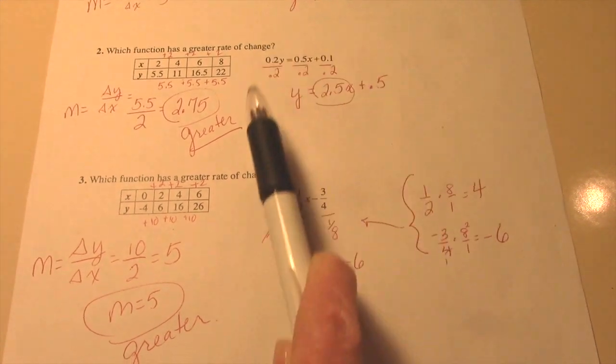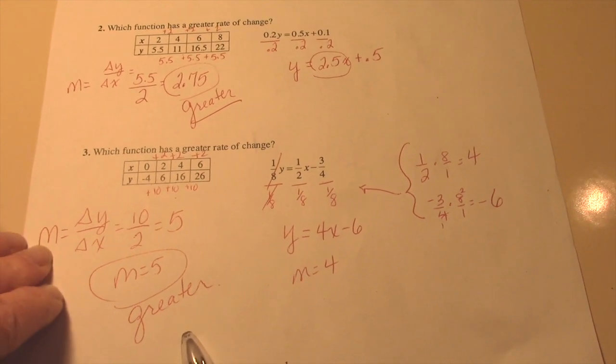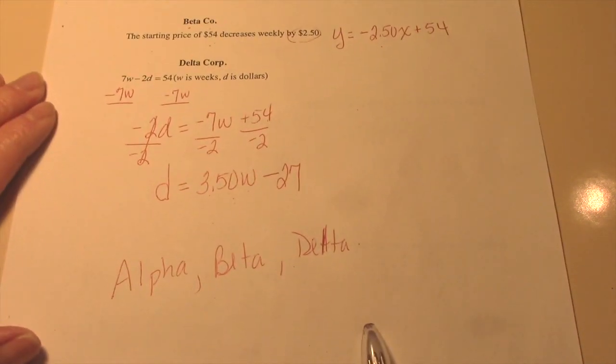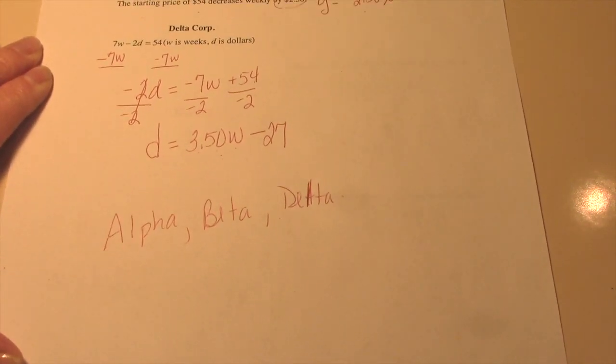Anyway, so you're looking for greater slopes. Greater slope was this one. The greater slope was there. The greater slope was here. Okay. And we did this already. The alpha, beta, delta. Did that one. And the last page.